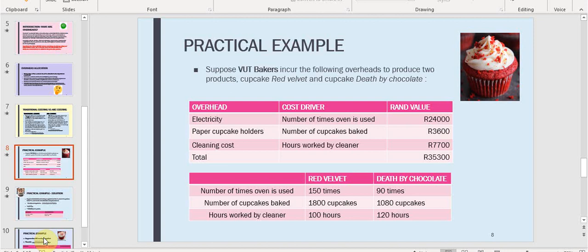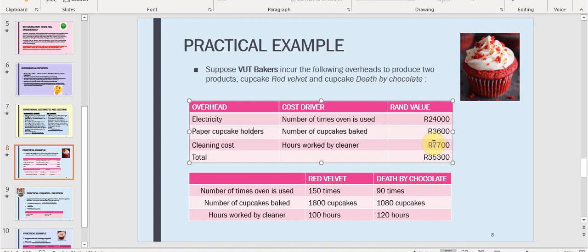Now I have listed for you here in the first table an example of three overheads that we can have, a cost driver that goes with those overheads, and the rand value of the overhead. So the electricity bill was 24,000 rand. The paper cupcake holders, which would be our indirect material or packaging, were a total of 3,600. And then we have some cleaning costs. Someone needs to clean up afterwards after we've made a big mess in baking. That was a total of 7,700 rand.